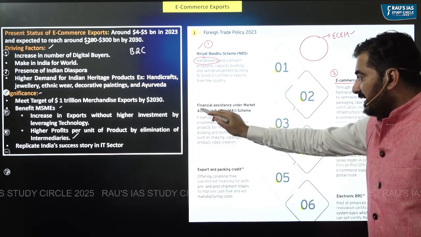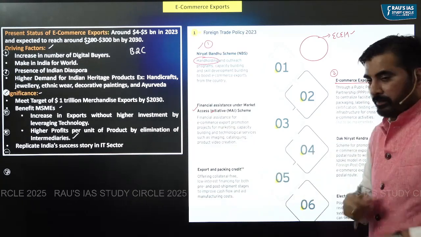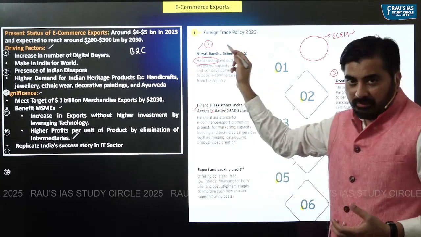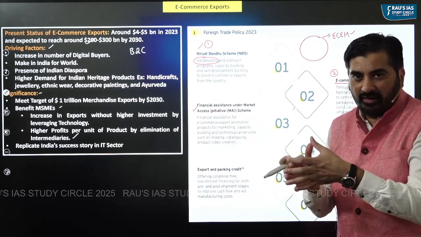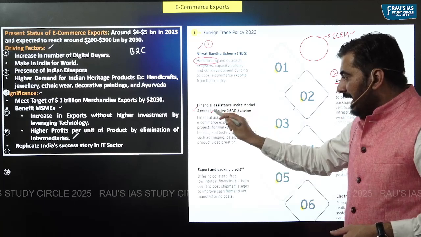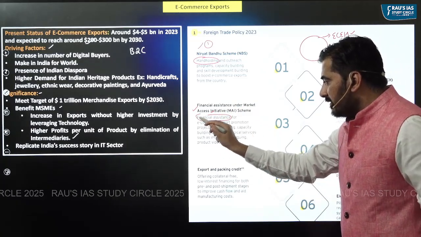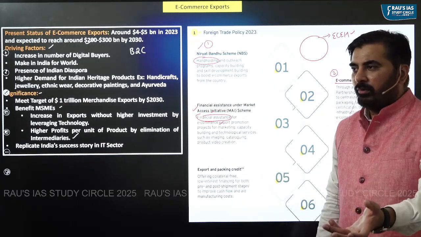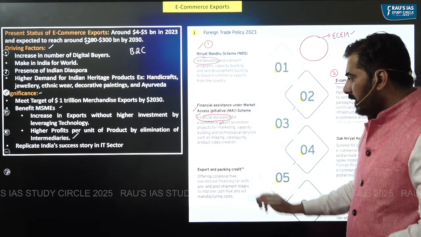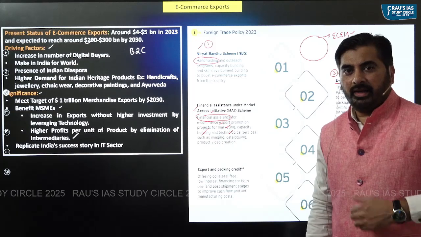Next one is financial assistance under the market access initiative. So the Niryat Bandhu scheme is more about providing hand-holding support to the sellers. Market access initiative is more about providing financial assistance to promote e-commerce exports, where we might provide financial assistance for marketing, capacity building, and for upgrading their technology.